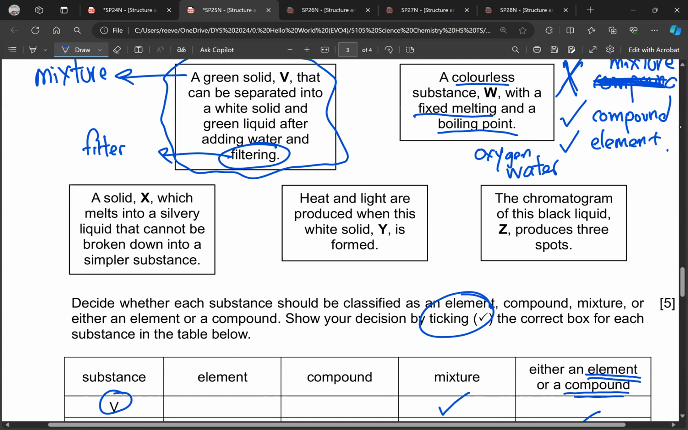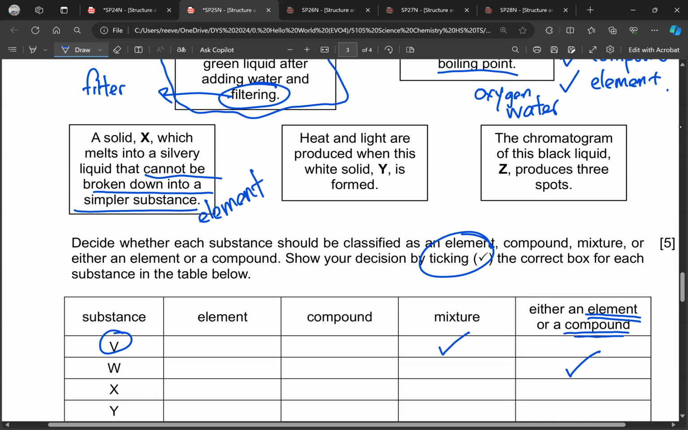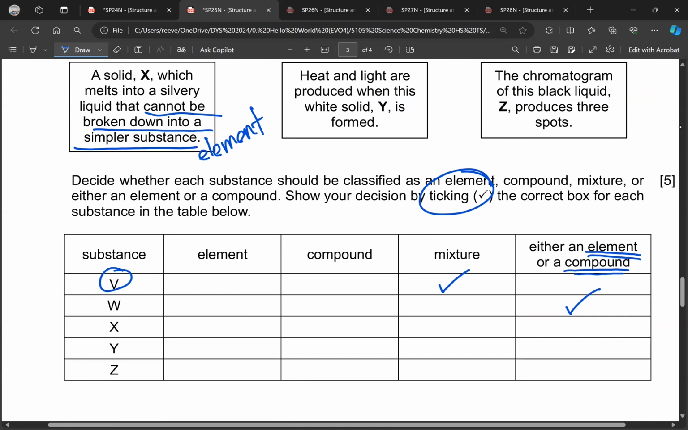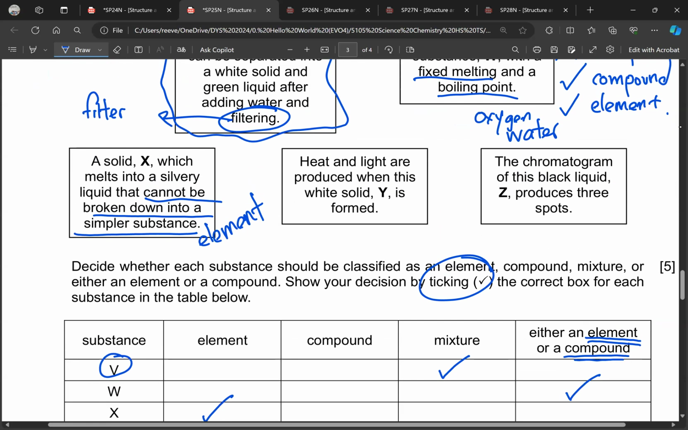Okay, X. A solid X which melts into a silvery liquid that cannot be broken down into. This is the definition for element. I don't have my notes for element now. If you have, you can take a look. What is an element? Element is a substance that cannot be broken down into 2 or more simpler substances by chemical means. So it cannot be broken down further already. It's the simplest already. Okay, so X is an element.